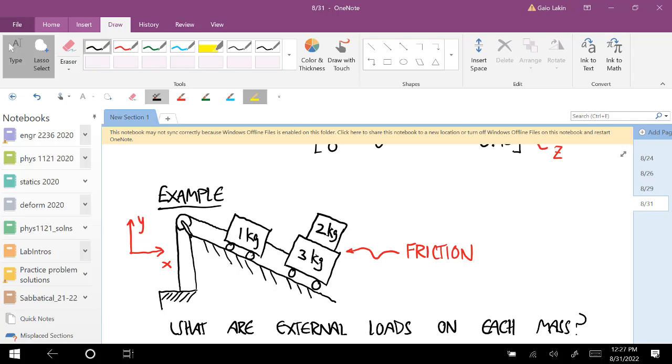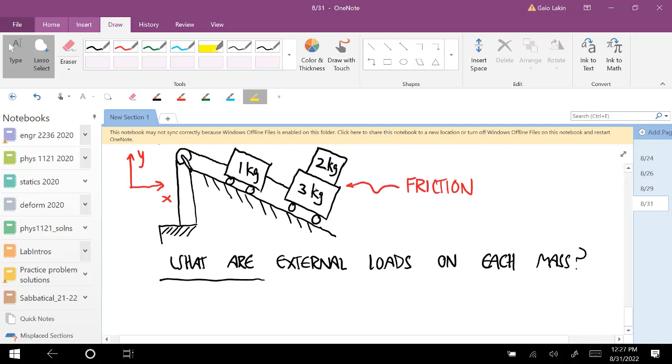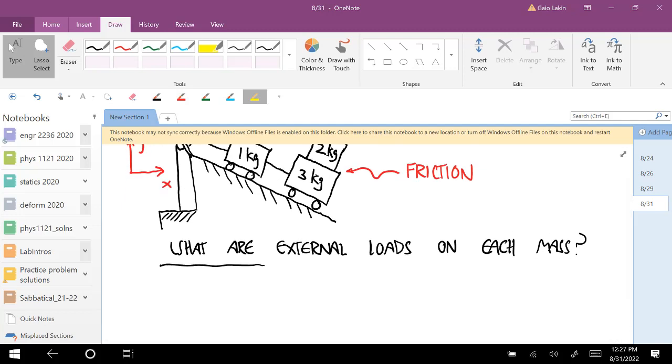And so we're going to have 2 equations from Newton's second law for the 1 kilogram, 2 for the 3 kilogram, 2 for the 2 kilogram. So that's 6 total equations. We'll be able to solve for 6 variables. And so let's do it that way. So first, I'll do a free body diagram of the 1 kilogram cart.